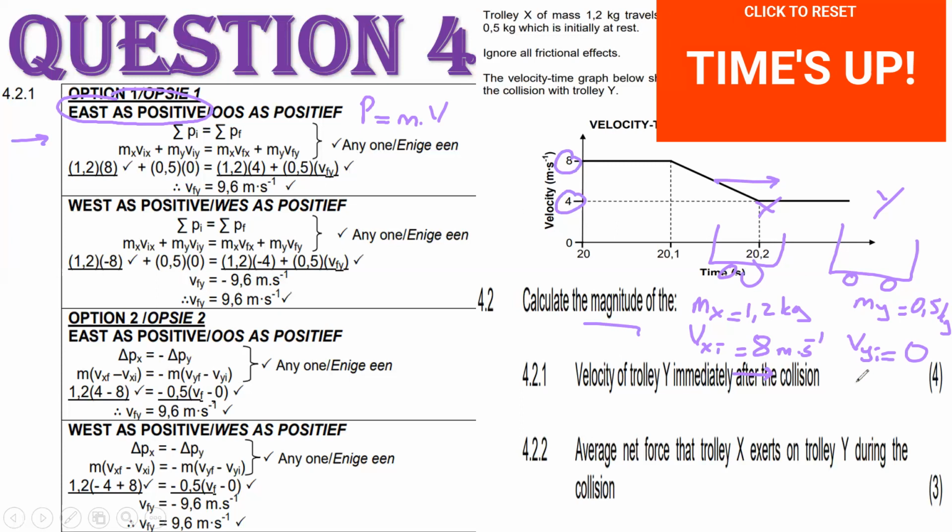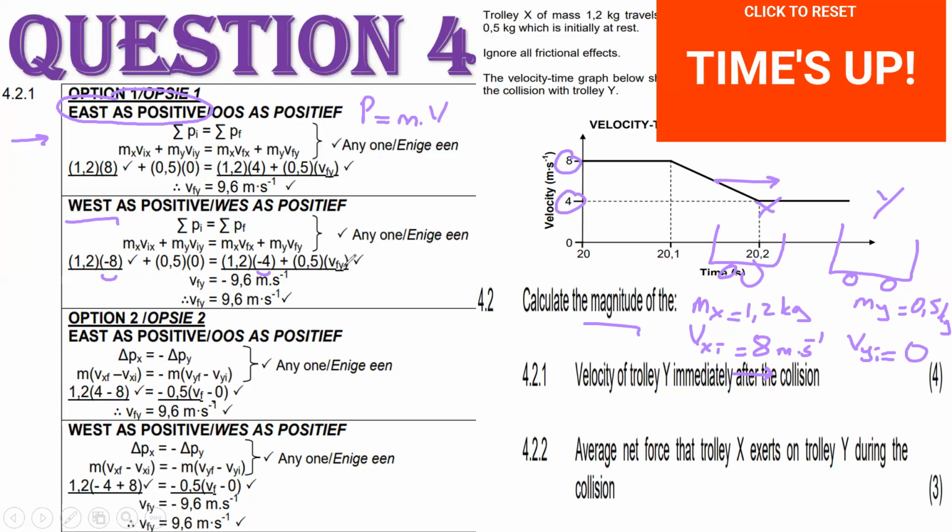All right, so Vy final is equal to 9.6. Another option, west as positive, but you are going to use negative 8 and negative 4 because you said west positive. Now we know for x, initially and finally, both of them are direction east. Because of that, negative, negative, and then you are getting a negative answer. So a negative answer means going east because you said west is positive. All right, so direction east.